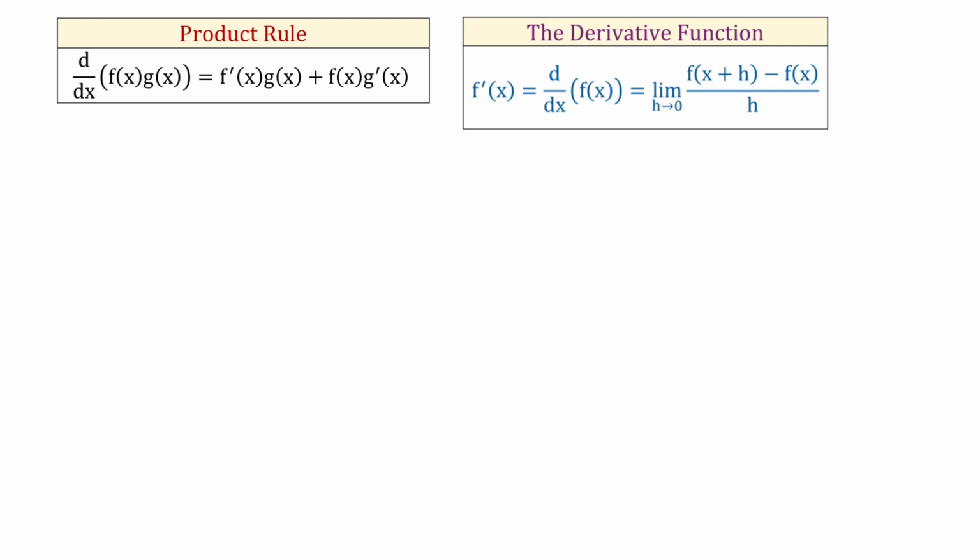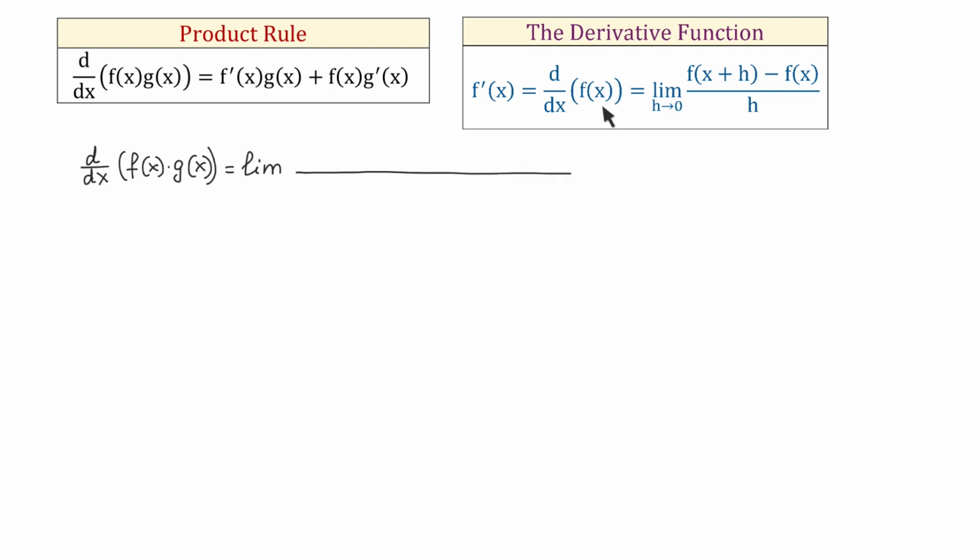To prove this rule, we will use the definition of the derivative. And the definition is f'(x), which we can write as d/dx of f(x), equals the limit of f(x+h) minus f(x) over h as h approaches 0. So we will start with d/dx of f(x) times g(x). And now we will apply the definition. So this equals the limit.